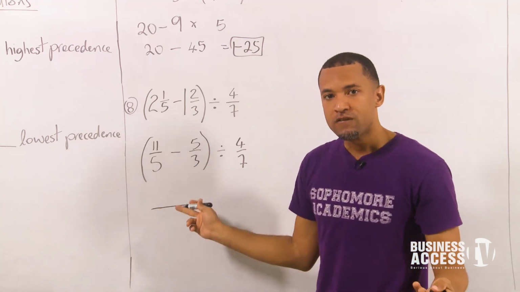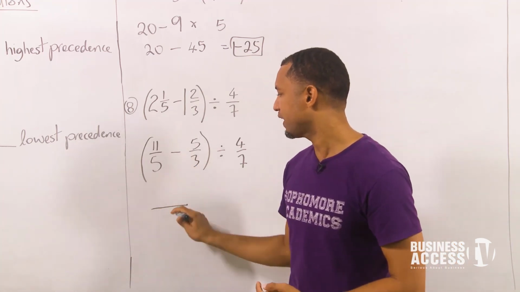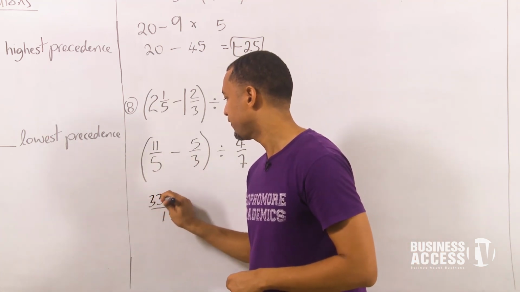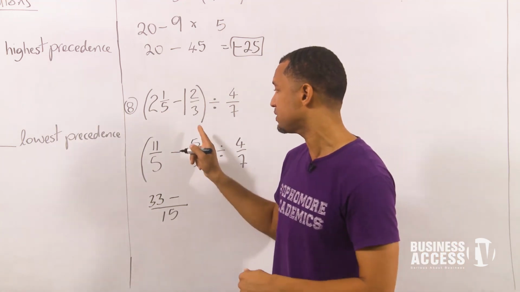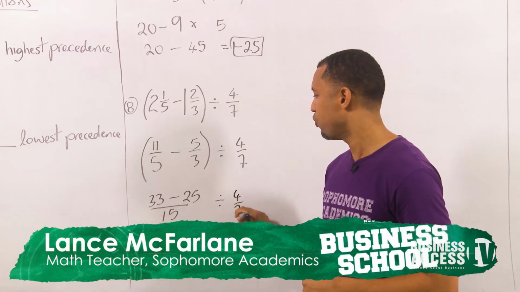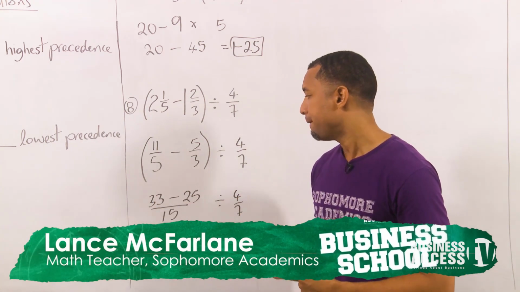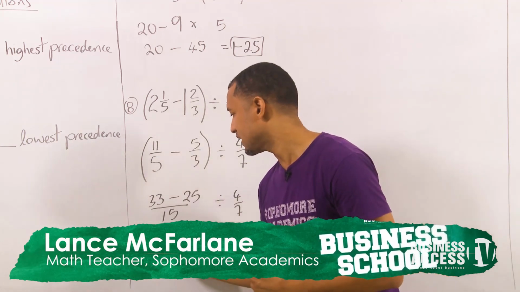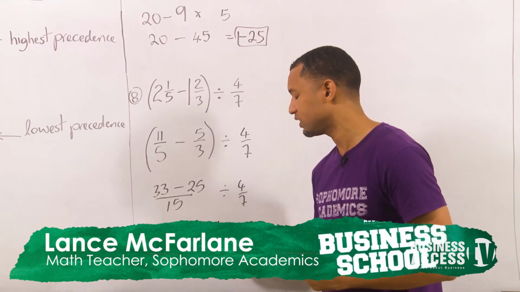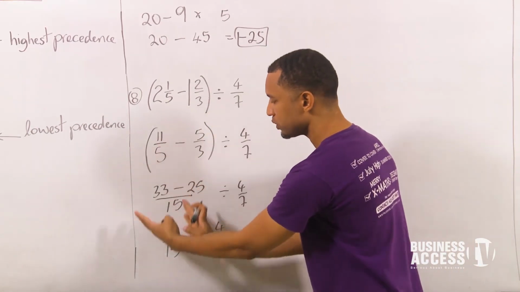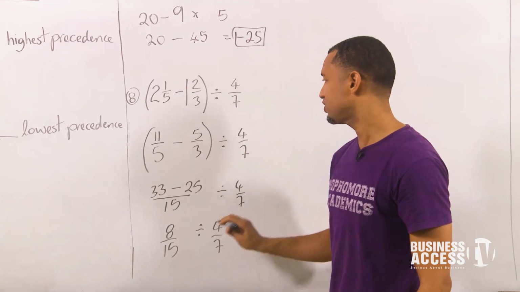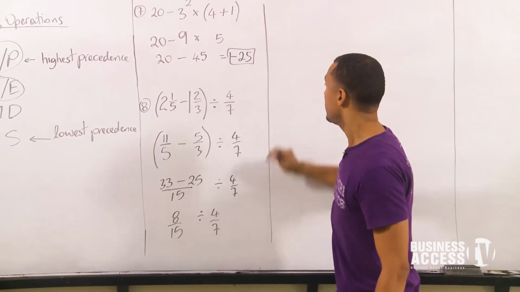You're gonna find your lowest common number that both can go into. We have 15. 5 into 15 3 times 11, 33, minus 3 into 15 5 times 5 is 25, and we have divided by 4 over 7. So we have 33 minus 25. That is what, ladies and gents? 8 over 15 divided by 4 over 7. So you work out the brackets, you simplify what's in the bracket, divided by 4 over 7. We know you turn the division sign to multiplication at this point.